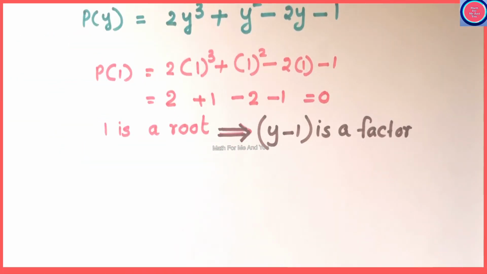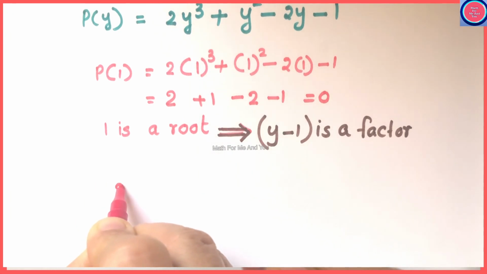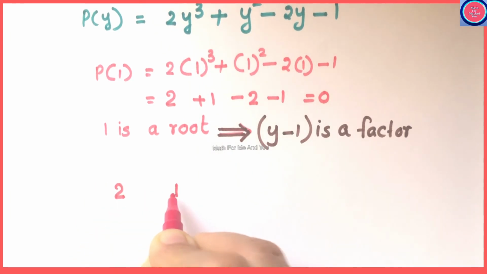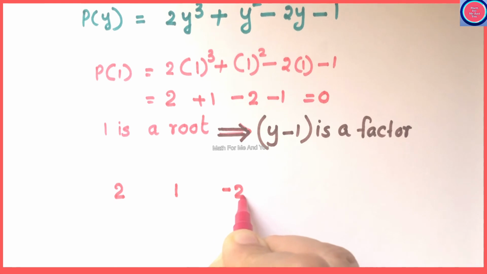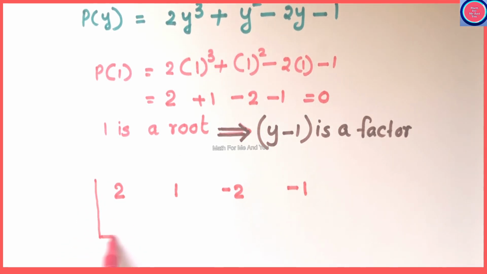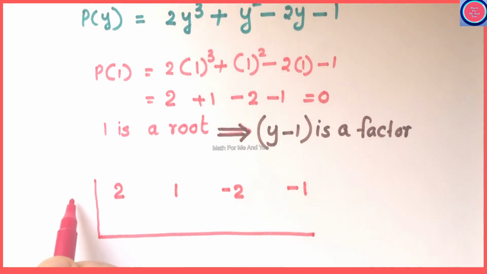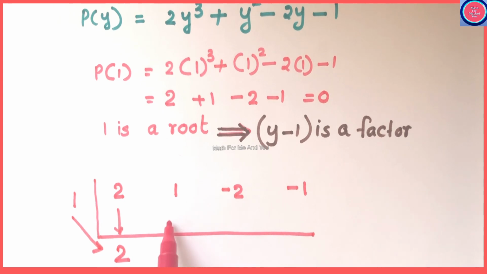Next we are going to divide. For that write down the coefficients 2, 1, minus 2 and minus 1. Divide with the root. What is the root? 1. So we have to write 1 outside. And first we write 2 same as it is. Then multiply diagonally with the 1. 1 times 2. Answer we write under the next coefficient 1. So 2 we write under 1. 2 plus 1, the total we get 3.